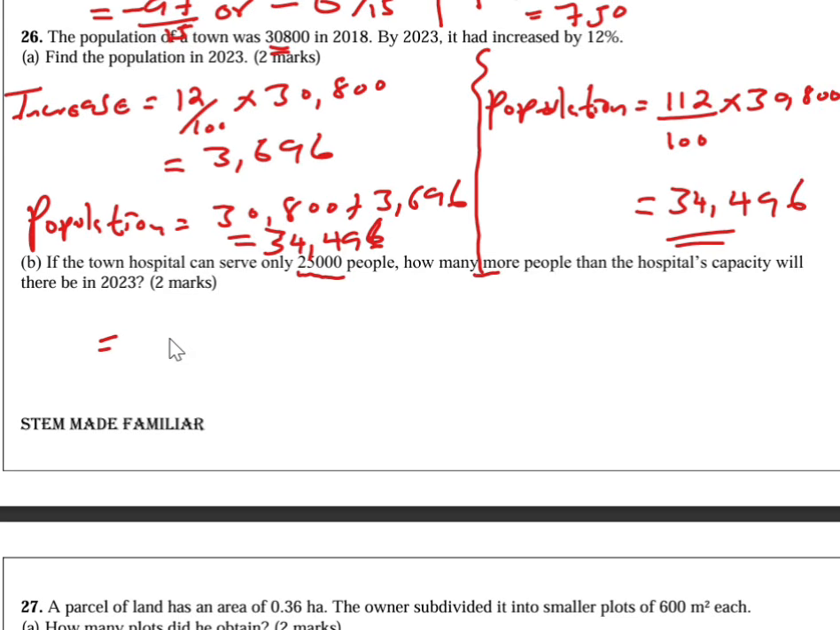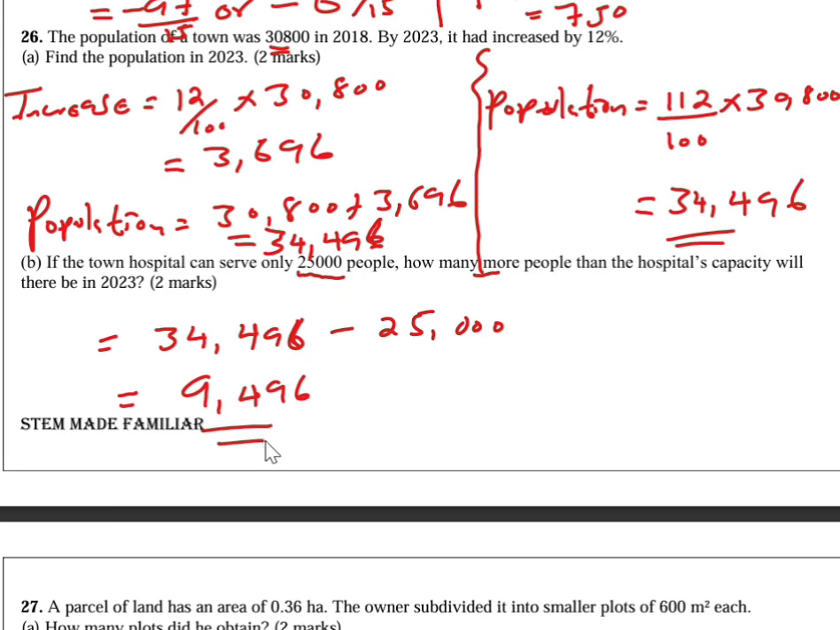So tuko na watu wangapi? Tuko na 34,496. Hospitali can only serve 25,000. So tujue wale ambao hawatakuwa served. Kama ni kitanda watapata. So you subtract the two. 25,000. You'll see it is 9,496. Sasa hawa ndio watakuwa served by that hospital. So 9,496 is the answer to part B.